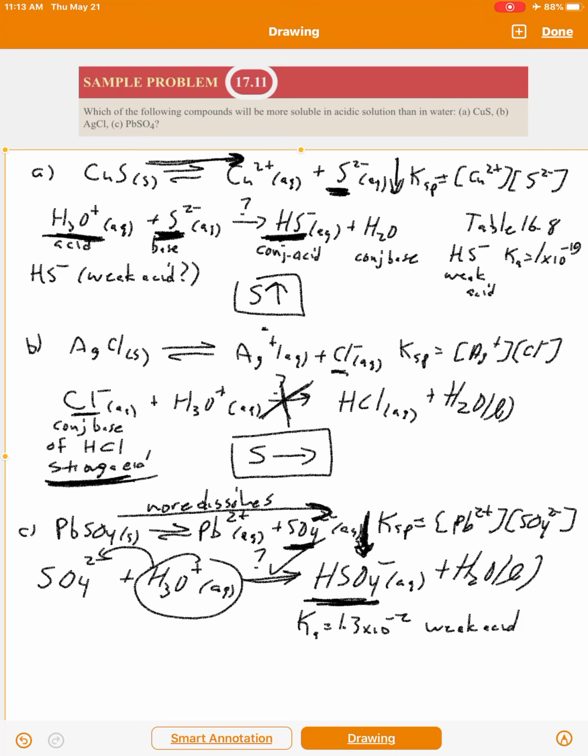So some salts become more soluble if you acidify the solution. So for this one, yes, it increases.